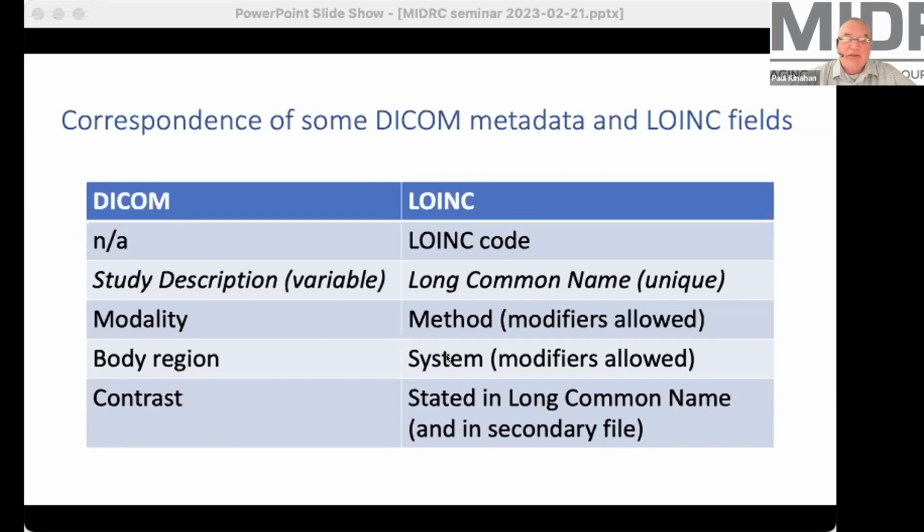And last, one of particular interest to us, of course, is contrast. The presence of contrast is not in the LOINC record by itself, except in the long common name. However, this information is stored in one of the secondary files, and that information is pulled into building the long common name, so it's obvious if contrast is there or not.